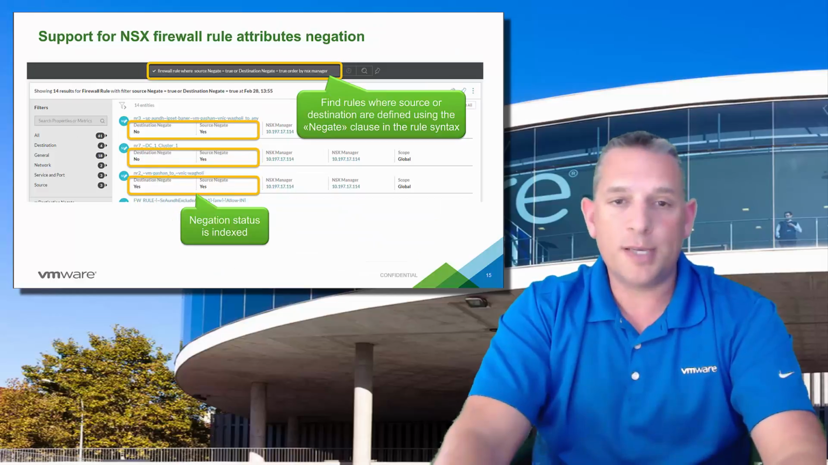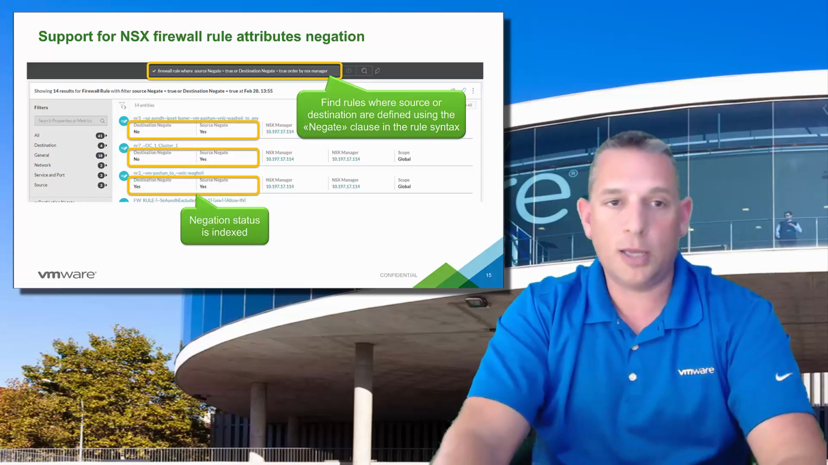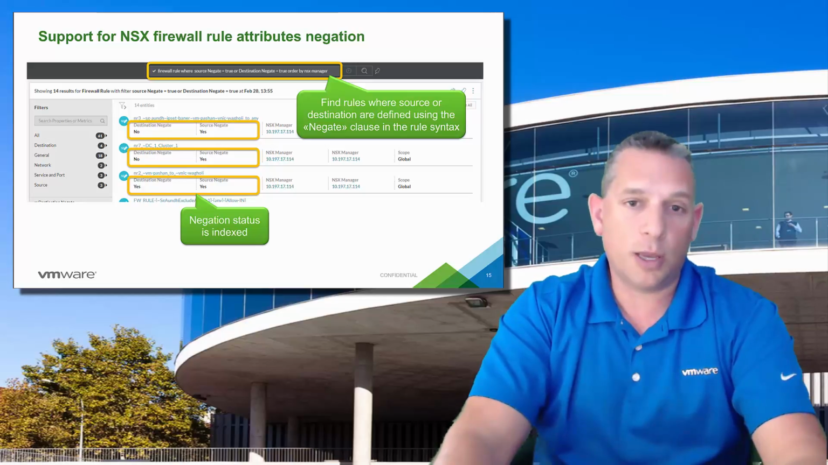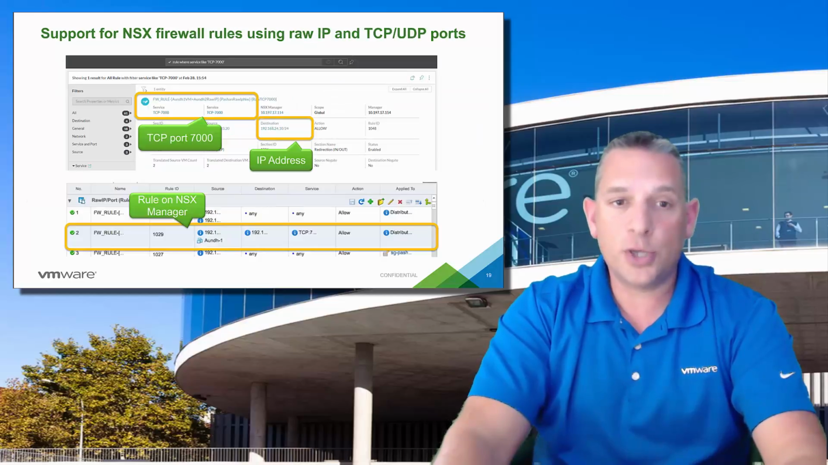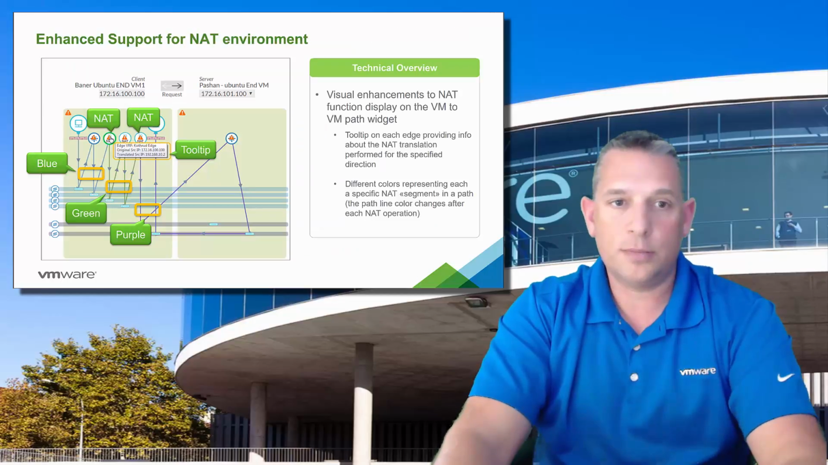You can also do queries based on the negation attribute. So this means looking for anything that does not meet the attribute that I'm querying on. So the opposite of what I'm querying on. This example shows doing a query using raw IPs and TCP UDP port numbers. So again, there's a lot of different ways you can do queries.